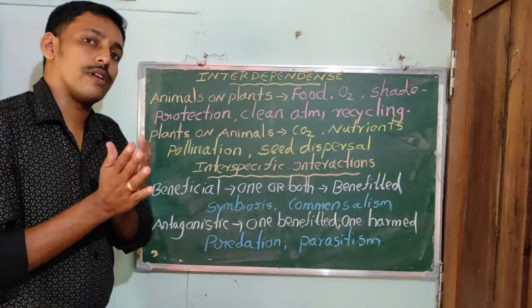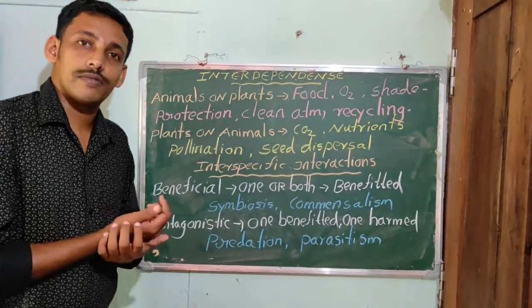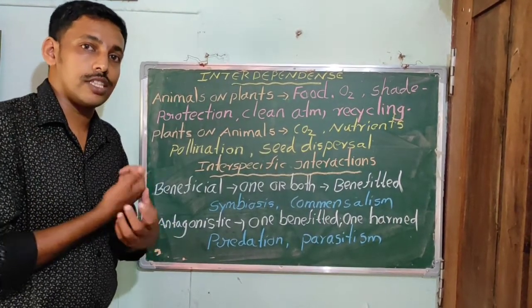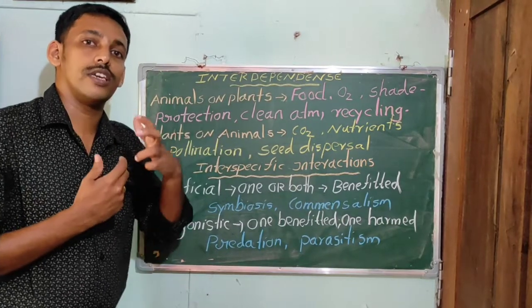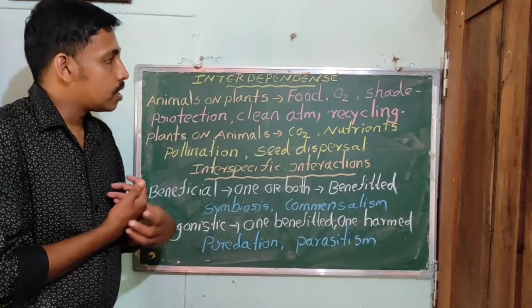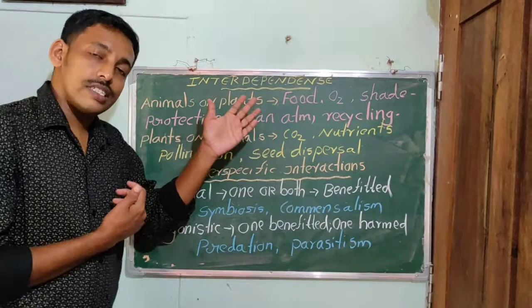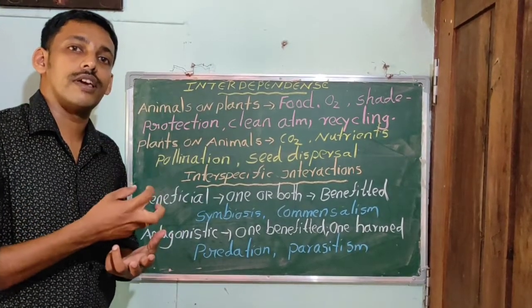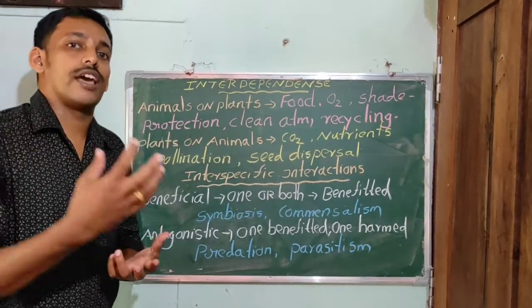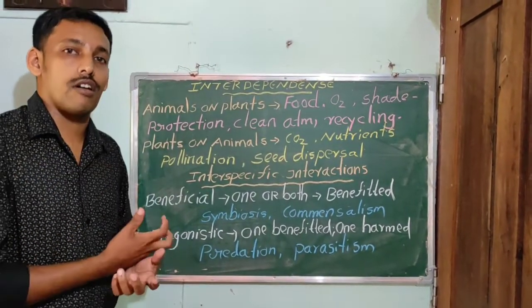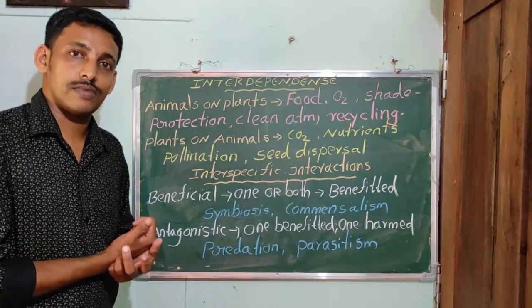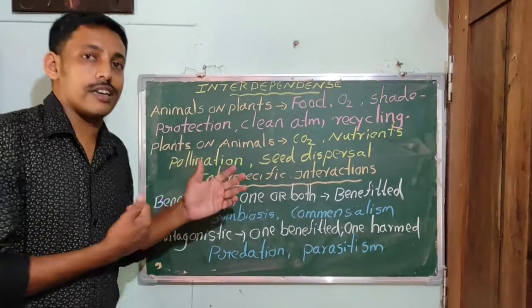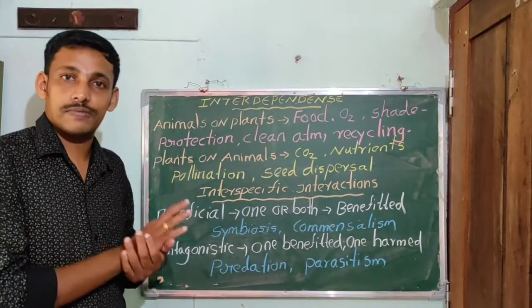Plants also help in cleaning the atmosphere. They obtain carbon dioxide. They use the carbon dioxide for what? For photosynthesis. Plants also help in the recycling of matter by obtaining nutrients from the dead and decayed organisms and from the excreta of the organisms. For all these reasons, animals depend upon plants.